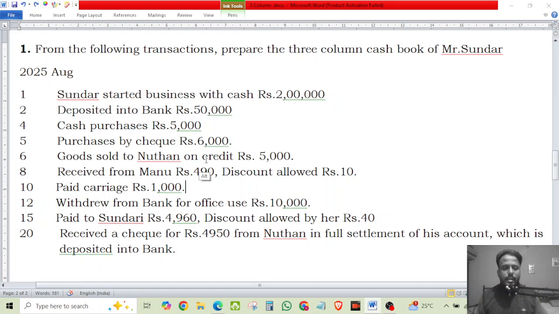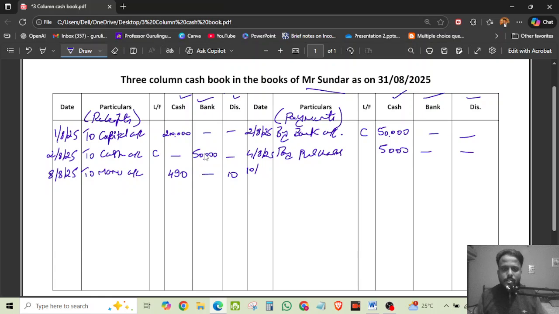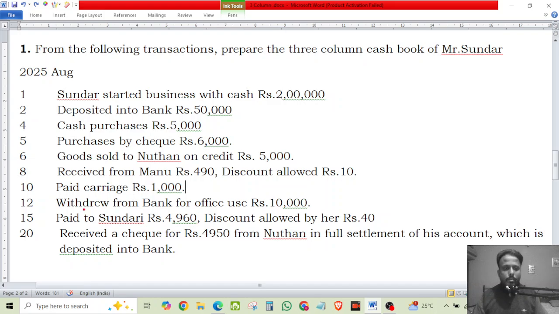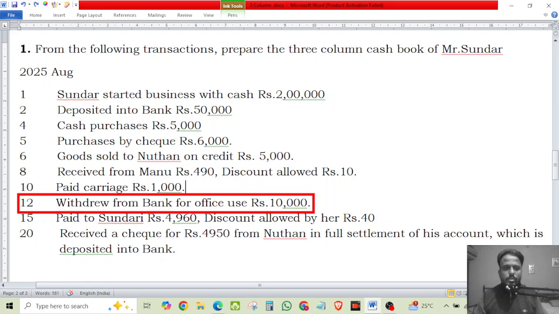So next date is paid carriage, that is 10th. Cash is going out when you pay carriage. Carriage is a type of expense. Carriage amount is 1,000. It is in the form of cash. So 1,000 rupees. So next date is withdraw from bank for office use. So once again there is a contra entry here. So when you withdraw from bank, cash is going out from the bank, and again you are receiving the cash. Cash is coming inside the business. So therefore there is a contra entry.